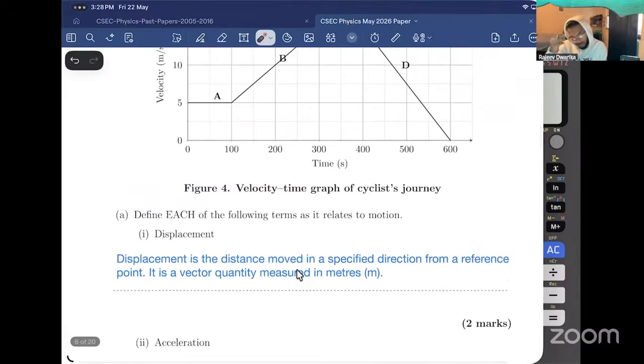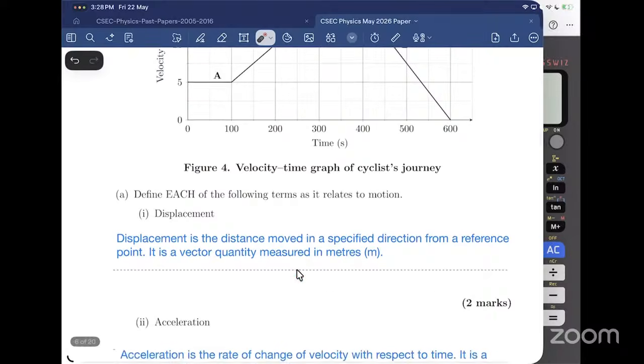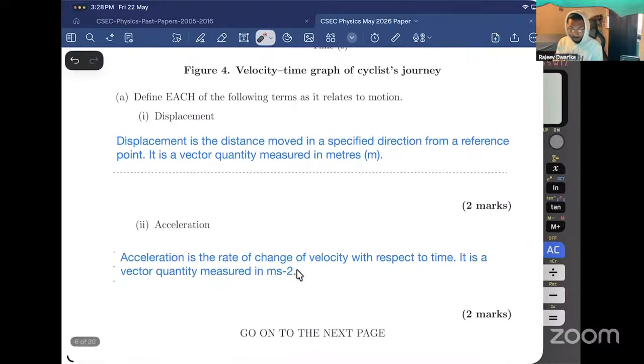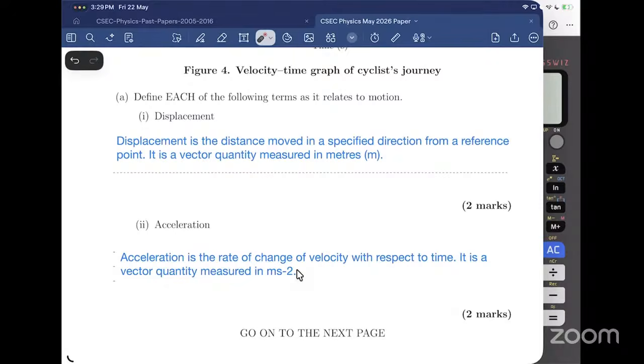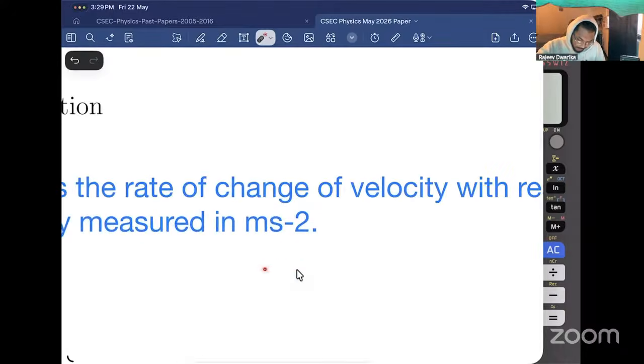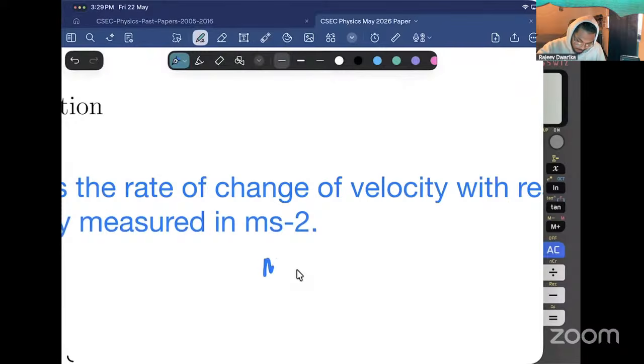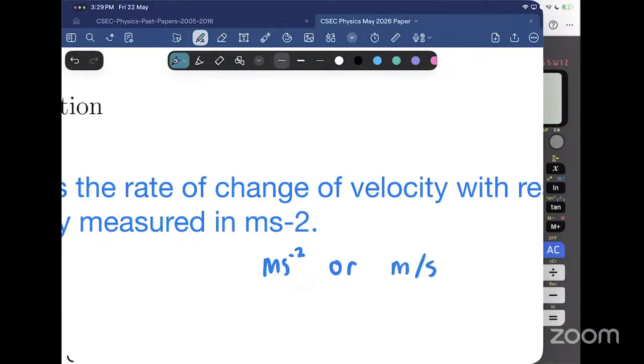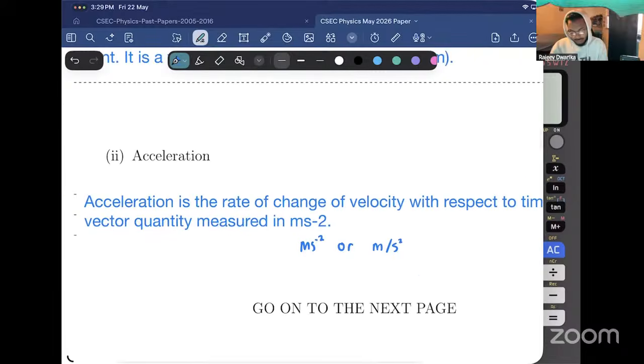And acceleration, for people who do kinematics and advanced. Acceleration is just the rate of change of velocity with respect to time. It is a vector quantity because it could have positive acceleration and it could have negative acceleration, which we call deceleration. And it's measured in ms minus 2, or you could say meter per second squared.